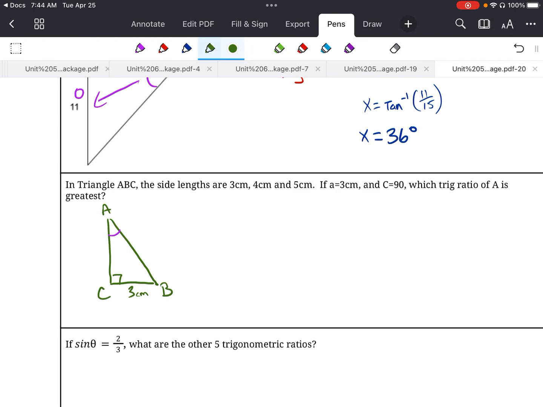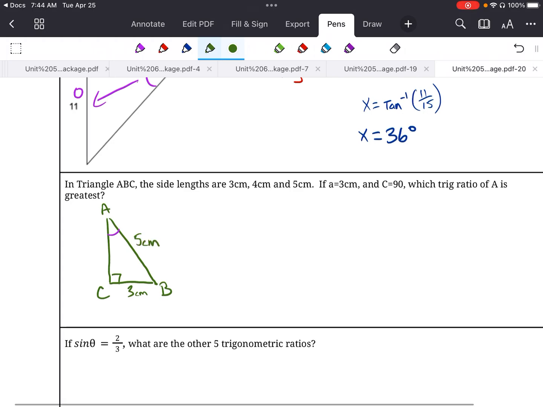So we can label the triangle right away because we know that 3 is a leg, and we know that the hypotenuse has to be the longest side. It gives us all the measurements, so we can infer that the hypotenuse is 5 and the other leg is 4. Okay, so which of the trig ratios is the greatest? We're going to work with sine, cos, and tan, as well as cosecant, secant, and cotangent.